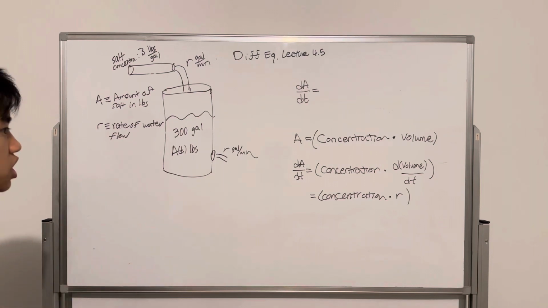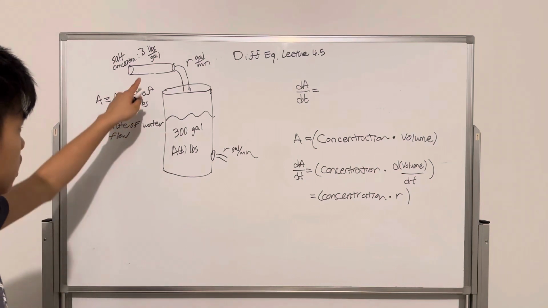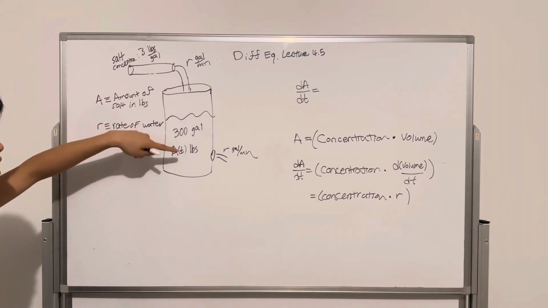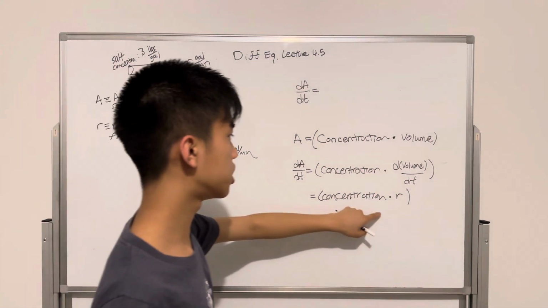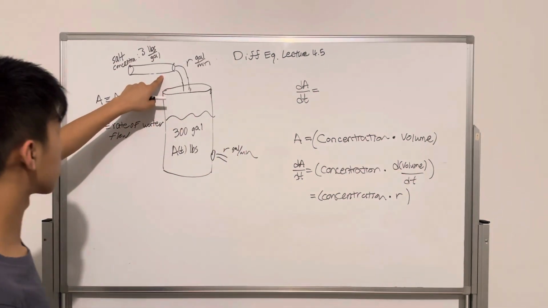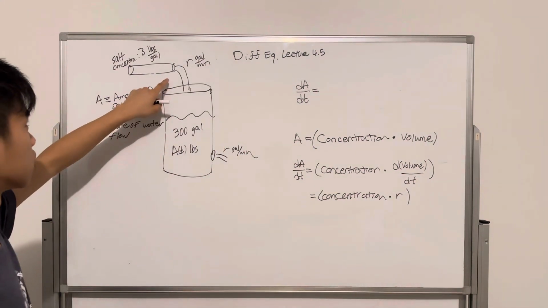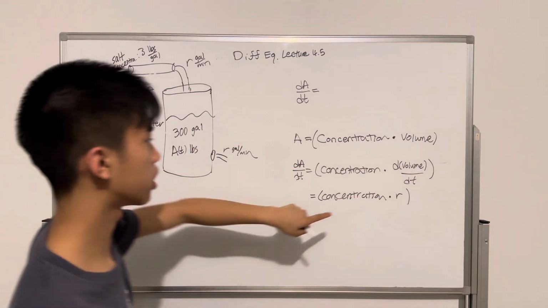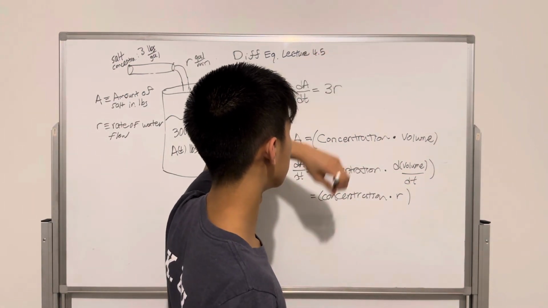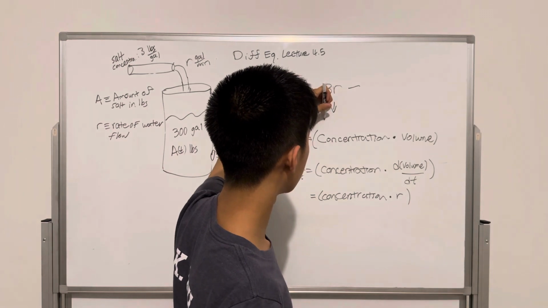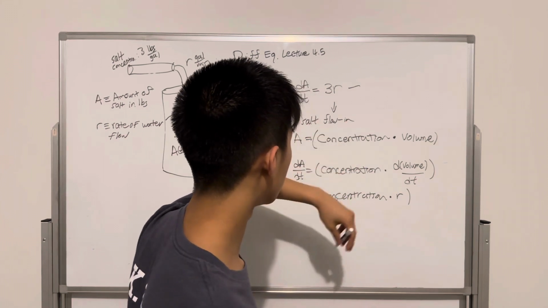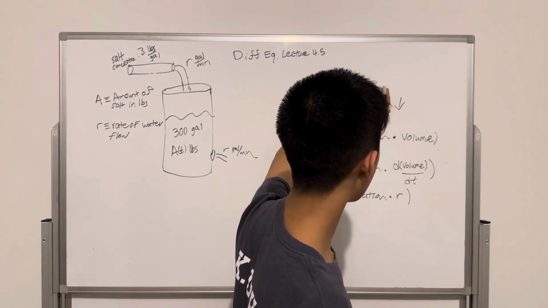So now we just need to figure out what this concentration is. It's quite easy to figure out the rate of salt flowing in. It's just going to be concentration times r. The concentration of salt going in is just 3, because it's 3 pounds per gallon. So 3r is going to be the salt flow in. Now we need to know what the salt flow out is.